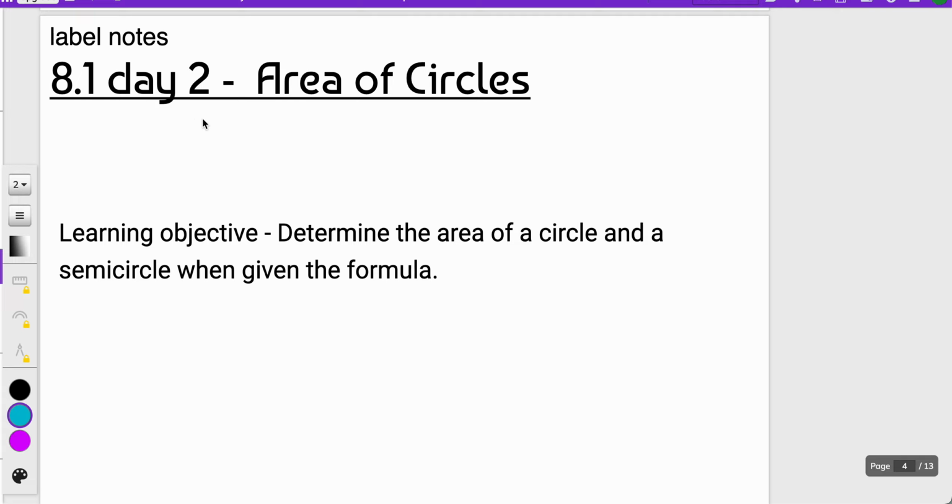Continuing in our volume unit, we're going to focus today on area of circles, and that's going to help us learn later on how to apply that to different volumes. Our learning objective today is just to determine the area of a circle and a semicircle when given the formula.